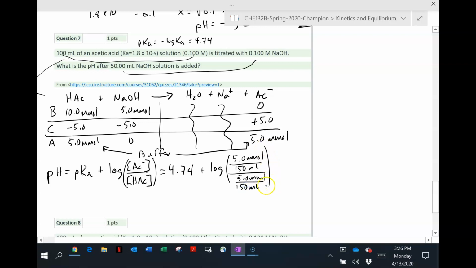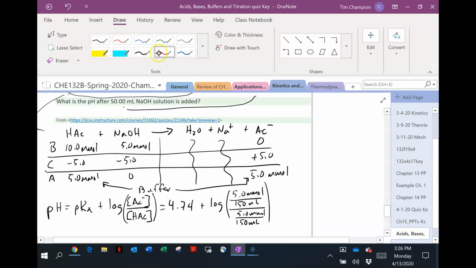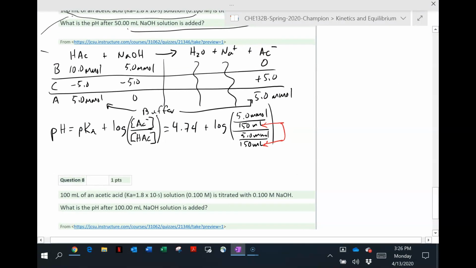Now, what you notice here is that the volume here and the volume here are the same, and those would actually cancel out. So we don't even have to worry about the volume when we're doing this type of problem. Of course, here the 5 and the 5 millimoles cancel out as well. We wind up with 4.74 plus 0, so 4.74, and that's the pH, and of course that's halfway to the equivalence point. pH is equal to pKa. That's what we wind up with.